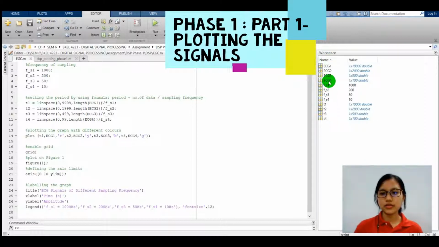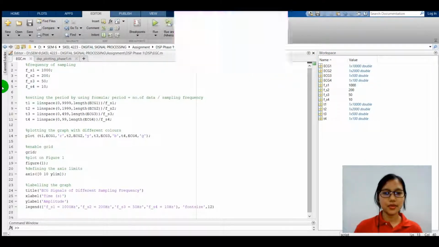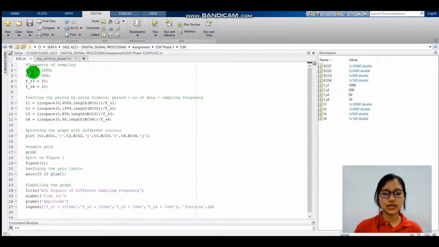So ECG 1 to 4 is being included in MATLAB, where the sampling frequency is being initiated. Afterwards, the period is being calculated by dividing the number of data points by the sampling frequency. The graph is being plotted in different colors in a numbered grid in figure 1, where the x-axis is defined from 0 to 10 and the y-axis is the maximum value of y.